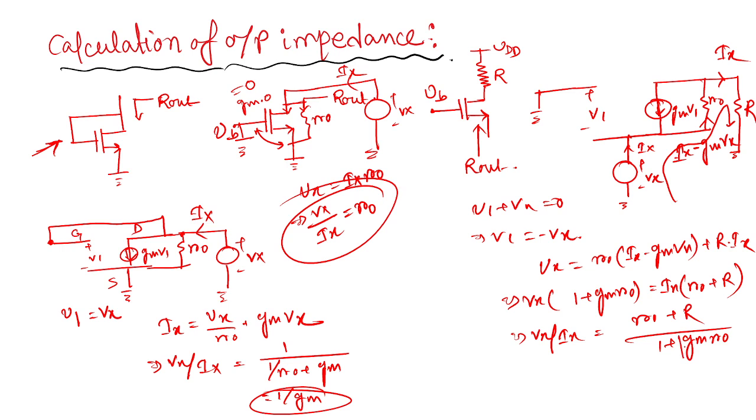So Vx by Ix becomes (R0 plus R) by (1 plus gmR0). This gmR0 has a specific name. It is called intrinsic gain. So this is the impedance of the structure.